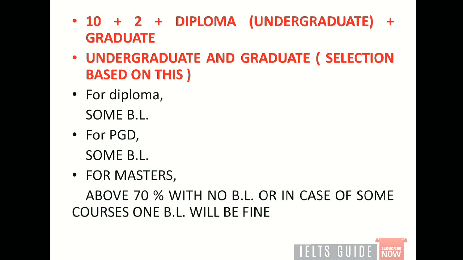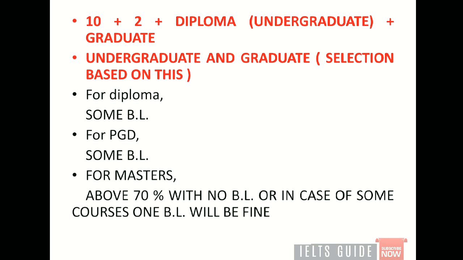Okay, but for masters, 70% plus is required in both diploma as well as in your bachelor degree, without any backlog. But there are some courses that will allow only one backlog. So if you have a diploma certificate, it will be helpful for you, because your 12th will not be considered if you have a diploma certificate.